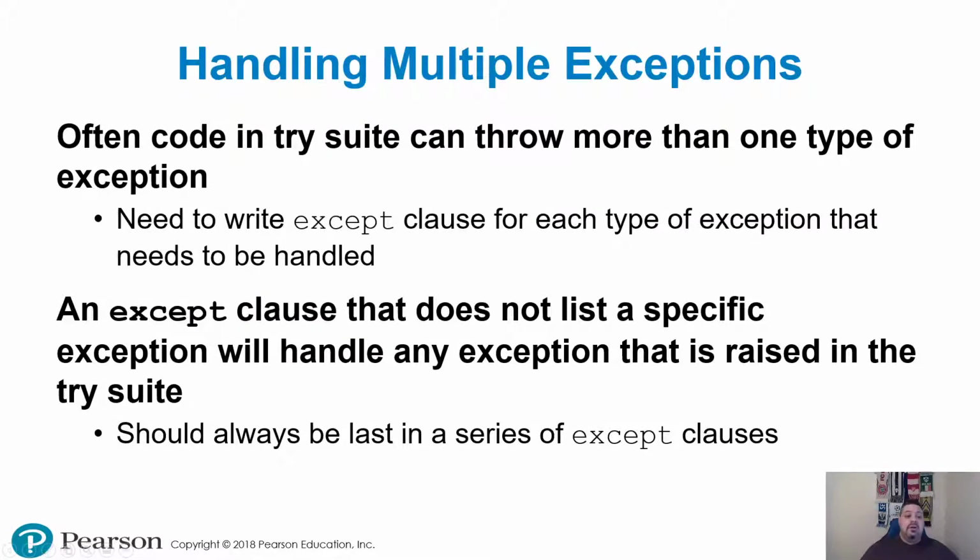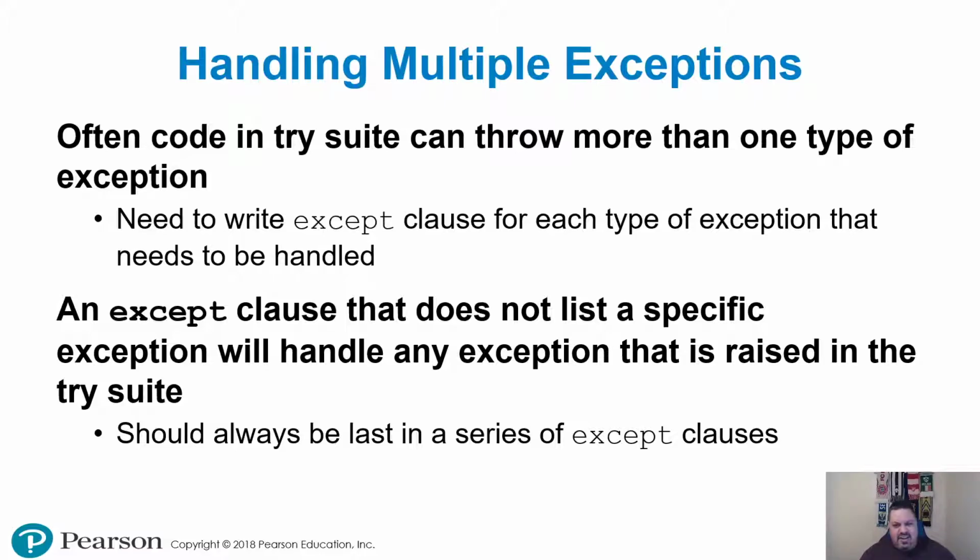Okay? You can look for multiple types of exceptions. That is fine. And if you don't list a very specific one, it'll just say, hey, if any error happens, just do this instead. Okay? And that should always be the last thing you do. So look for this one, look for this one, look for this one, and then if all else fails, look for this one kind of thing.